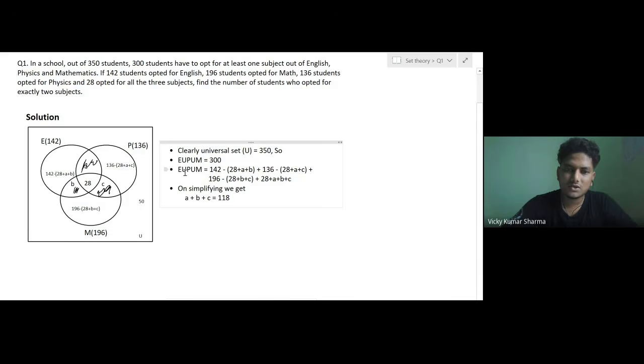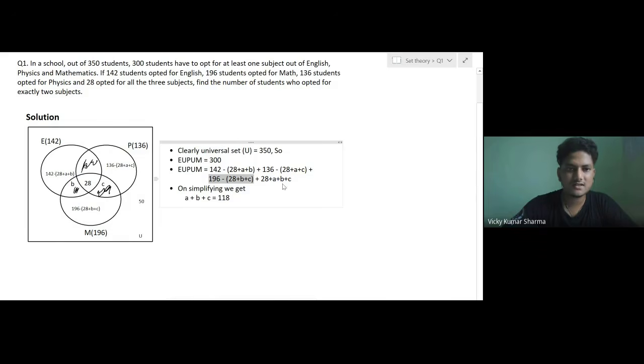And so now you can see here, Devjyoti, basically what will be our E union P union M? It's going to be the sum of all these regions, right? Which is represented here. So that is something done here. So you can see this part which represents E only, this part which represents P only, and this part which represents M only. And what you see here is 28 is common for all, so that is something listed here.